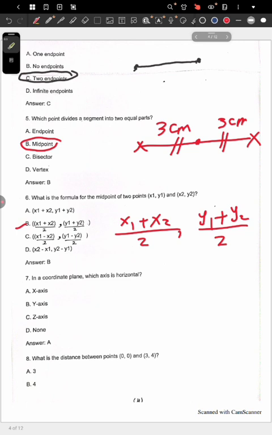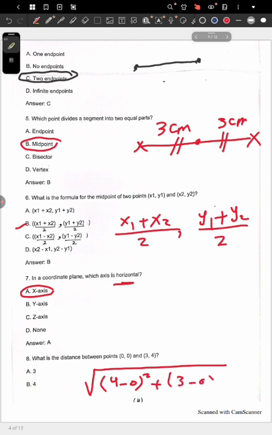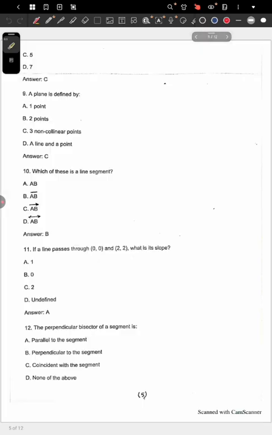Number 7: a horizontal line means the x-axis. What is the distance between the point 0 and the point 4, 3? It is the square root of 4 minus 0 squared plus 3 minus 0 squared, and we find 5 by using a calculator. A plane is defined by 3 non-collinear points. Which is a line segment? Number B is the line segment; this is a ray and this is a straight line.